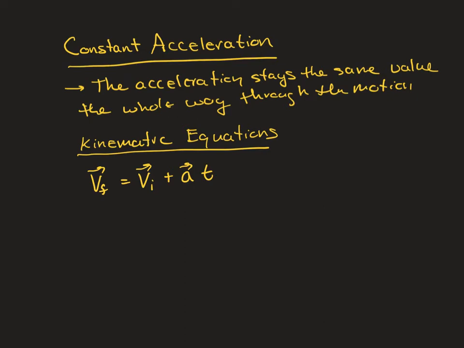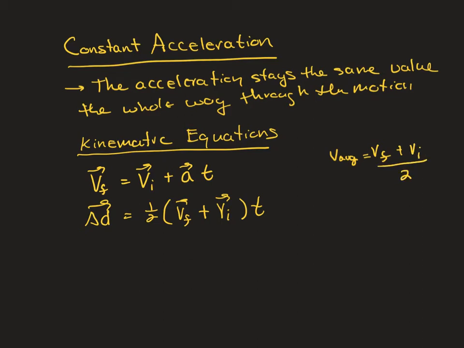Our next kinematic equation is going to be that the displacement is equal to 1/2 times velocity final plus velocity initial, times time. Now be careful, this one does not have acceleration in it, but we're still assuming that the acceleration is constant, because this relationship comes from the idea that when acceleration is constant, the average velocity is equal to velocity final plus velocity initial divided by 2. This is only true, though, if the acceleration is constant.